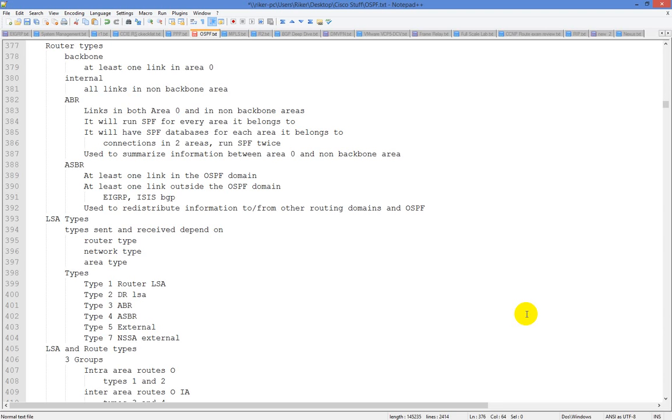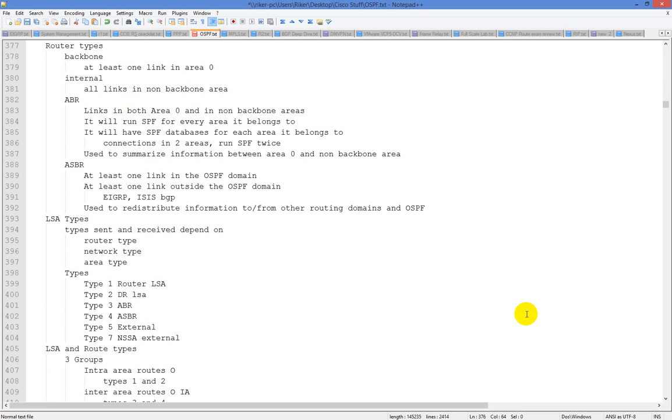What makes an ASBR is the redistribution of information into OSPF. That's what makes a router an ASBR. The moment you introduce the redistribute command, you automatically make that router an ASBR. We'll talk about that more in detail. And the ASBR is going to advertise a Type 4 LSA, which is going to be the external routes. It's also going to advertise a Type 5 LSA. Type 5 is an external LSA.